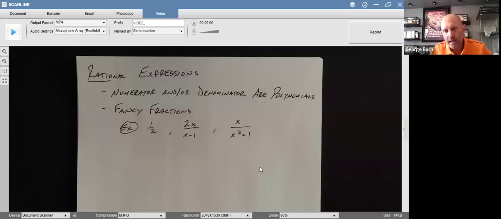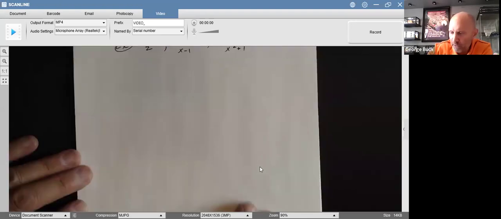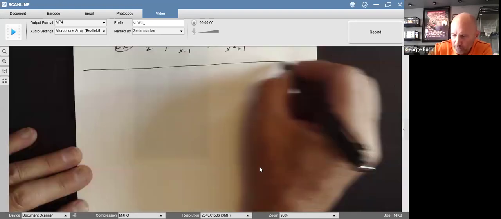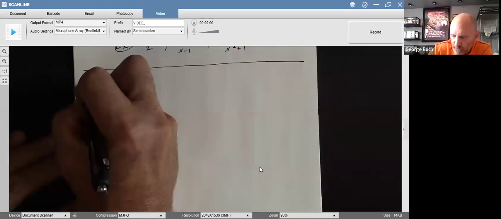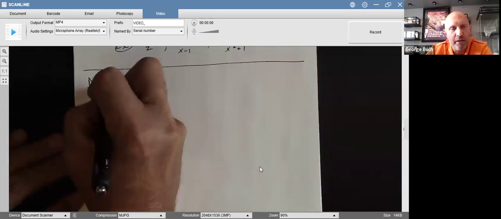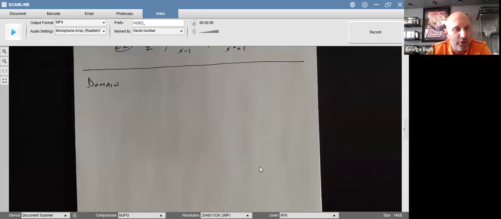So the issue that now pops up for us is that we have these denominators with variables in them. And so we now have to be concerned with something, and this is going to be the first time we talk about it, called domain. We're going to talk about it later when we start getting into functions. And for any of you guys that are going to be going on to calculus, you're going to use domain just about every single day. So this is a critical concept that we're going to be learning this semester.